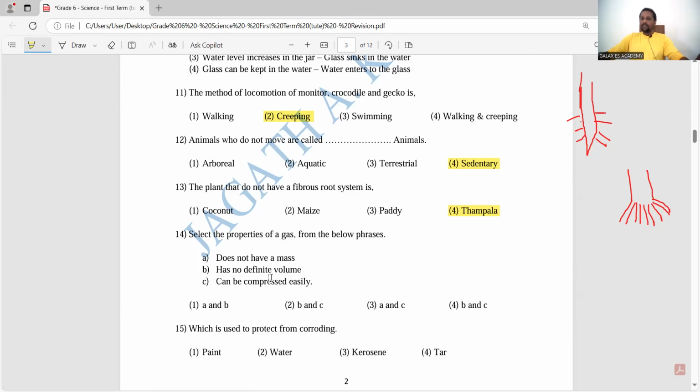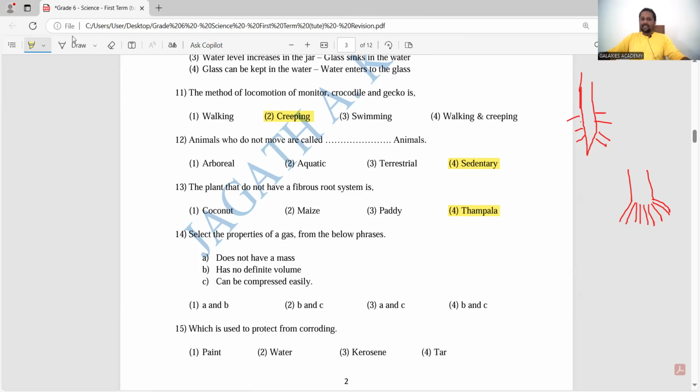Second one, has no definite volume. Yes, volume means the quantity, right? You know, gas has no definite volume, right? Can be compressed easily. Compressed means what? Like that we can compress them, no? Volume we can reduce by compressing, right?